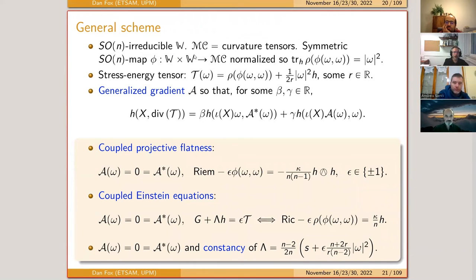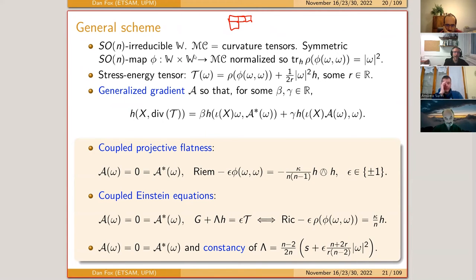I want to think about a module of tensors. So that's why I've written SO(n) irreducible. So this could be k-forms, it could be trace-free symmetric p-forms, it could be the trace-free forms corresponding to some Young diagram like this one. It could be lots of things. I could make sense of all this for spinors also, but I just didn't want to complicate things too much.